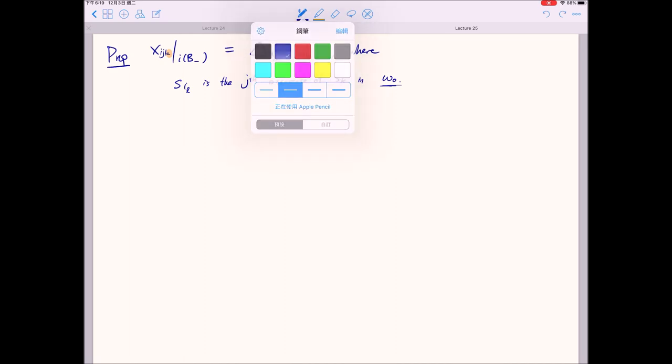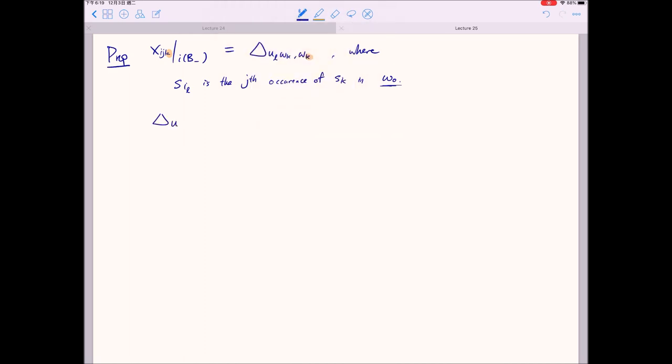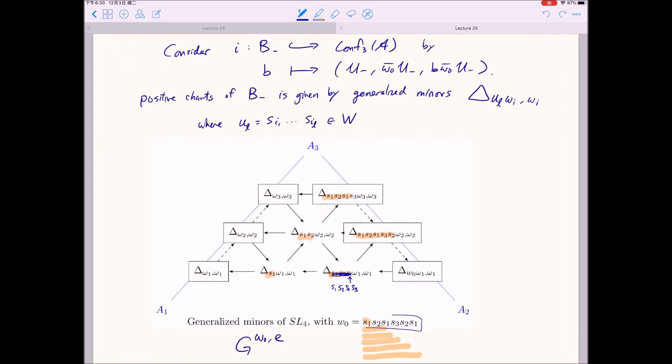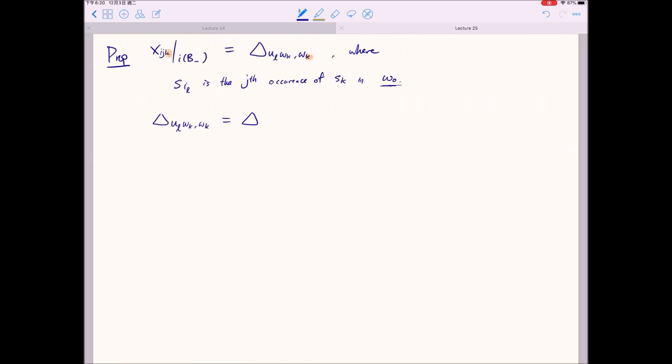So in particular, we know that there's a general formula, because if we choose the standard choice of W0, then this is nothing but taking the initial minor of your matrix given like this. So you have kth consecutive columns. And this is the initial minor.